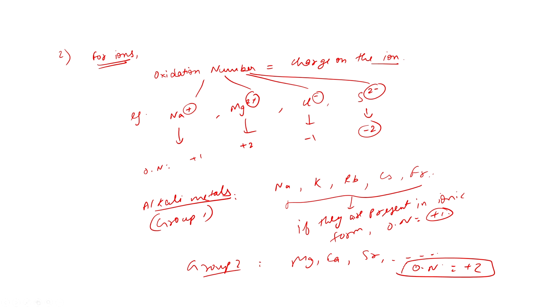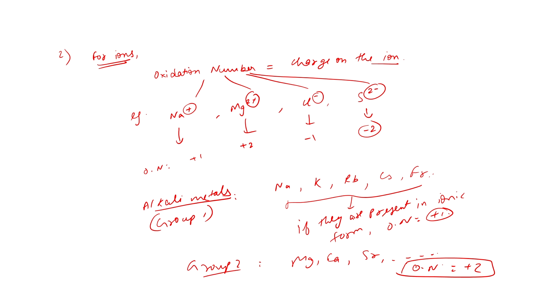That means alkali metals always have an oxidation state of plus 1. Alkaline earth metals, that is group 2, always have an oxidation number of plus 2, because that is the only number of electrons that it needs to share or transfer to get the octet complete. So, for alkali metals plus 1, for alkaline earth metals plus 2, and for any ion, the oxidation number is equal to the charge on that ion.